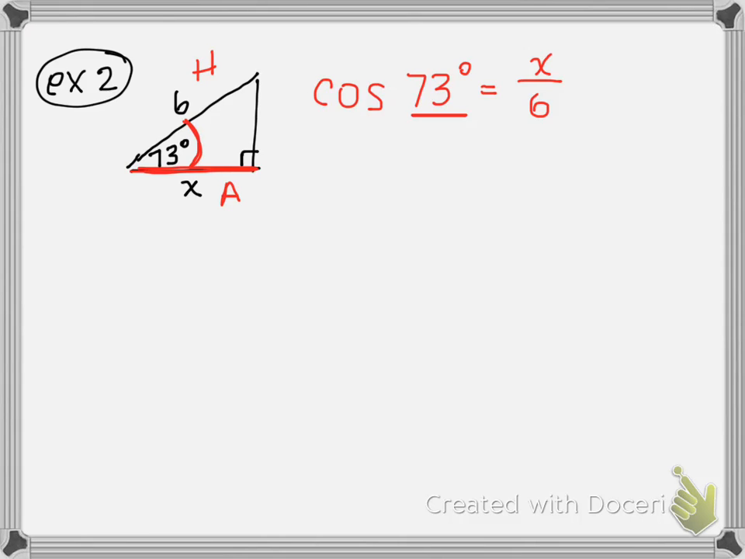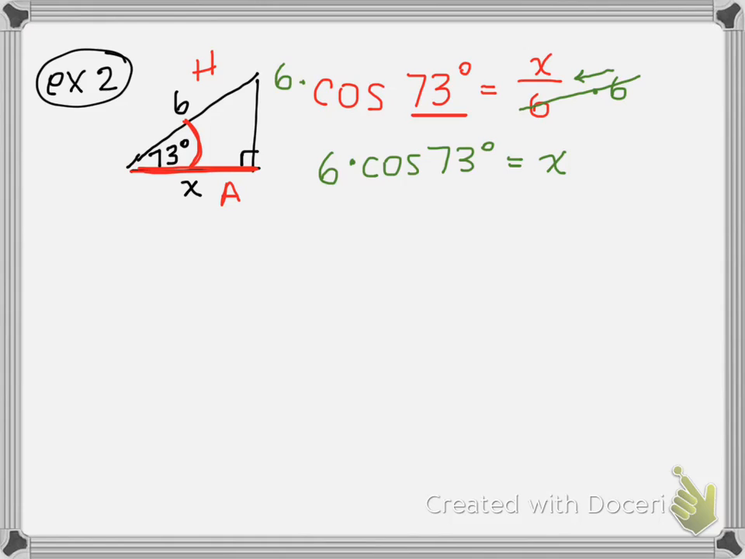So now we look at our problem here, and we see that right here we have a fraction. We have a divide by 6. Now, we need to get that 6 out from underneath that X. So what we're going to do is multiply both sides by 6 to get it out from there. So when we multiply, those cancel out, and we have 6 times cosine of 73 degrees equals X.